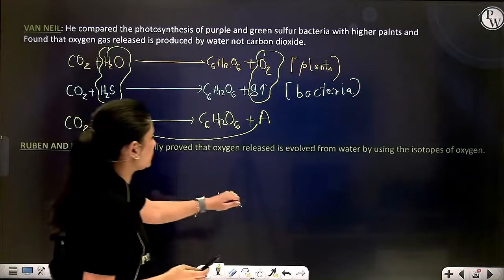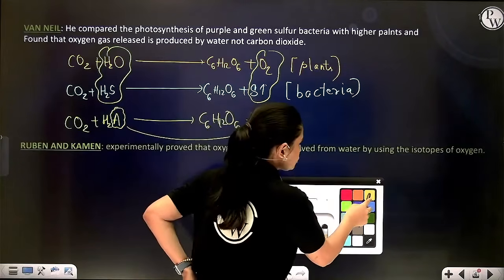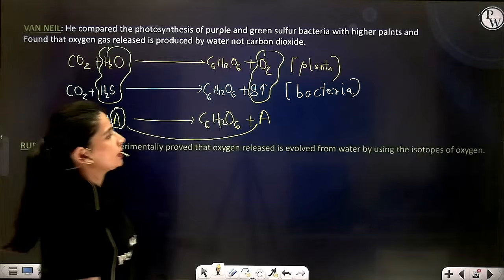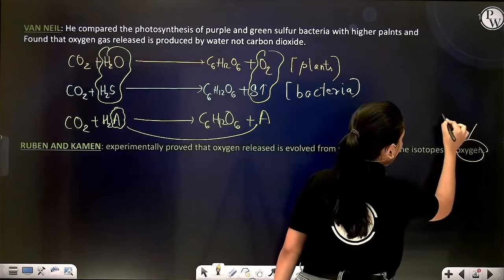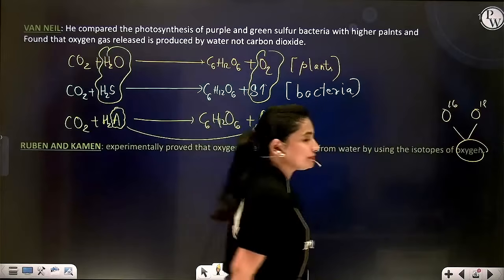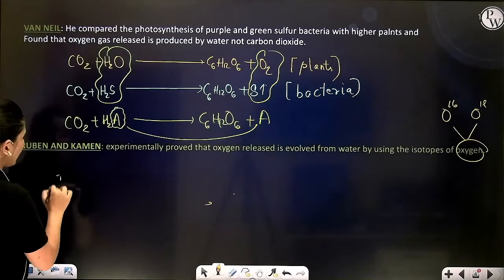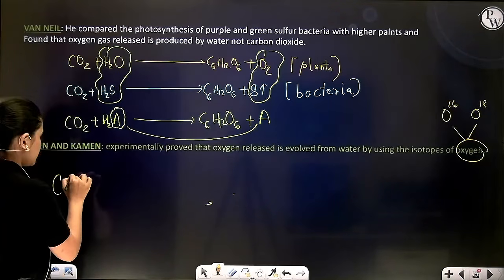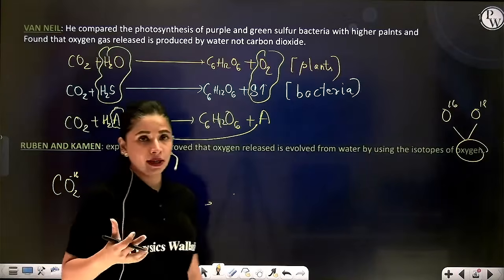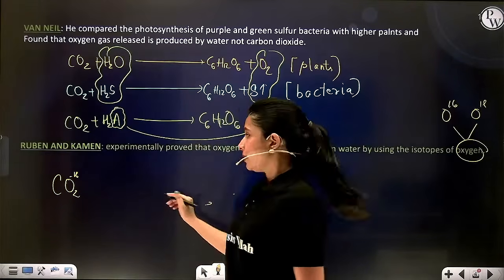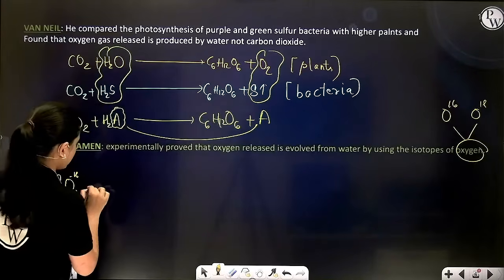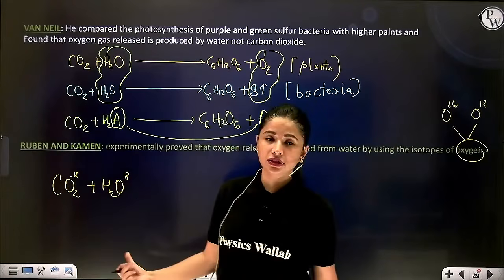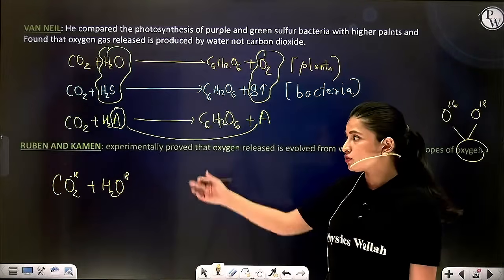So what Rubin and Kamen did, they doped the oxygen of CO2 and water both by using the isotopes of oxygen, which are O16 and O18. Suppose Rubin and Kamen doped the oxygen of CO2 with O16. So now the oxygen of carbon dioxide is labeled with O16 and the oxygen of water is labeled with O18. Correct? So water oxygen is now O18 and CO2 oxygen is O16.